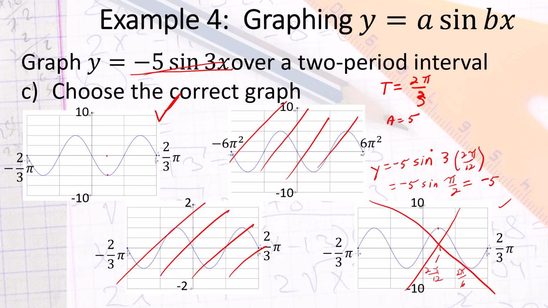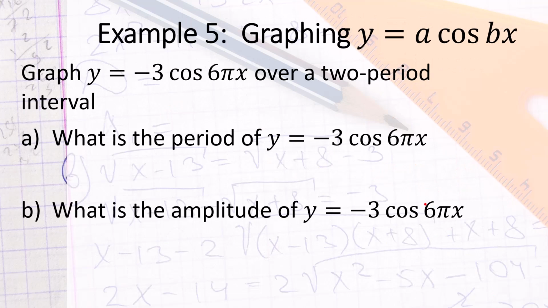Okay, so what we can do is use what we know about the period and amplitude to rule out some of the possibilities, and then just pick a discerning point, not obviously where it crosses the x-axis, but perhaps where it should be either a max or a min, and see which one of those points actually agrees with the equation. Okay, here we want to graph y equals negative 3 times the cosine of 6 pi x over a 2-period interval.